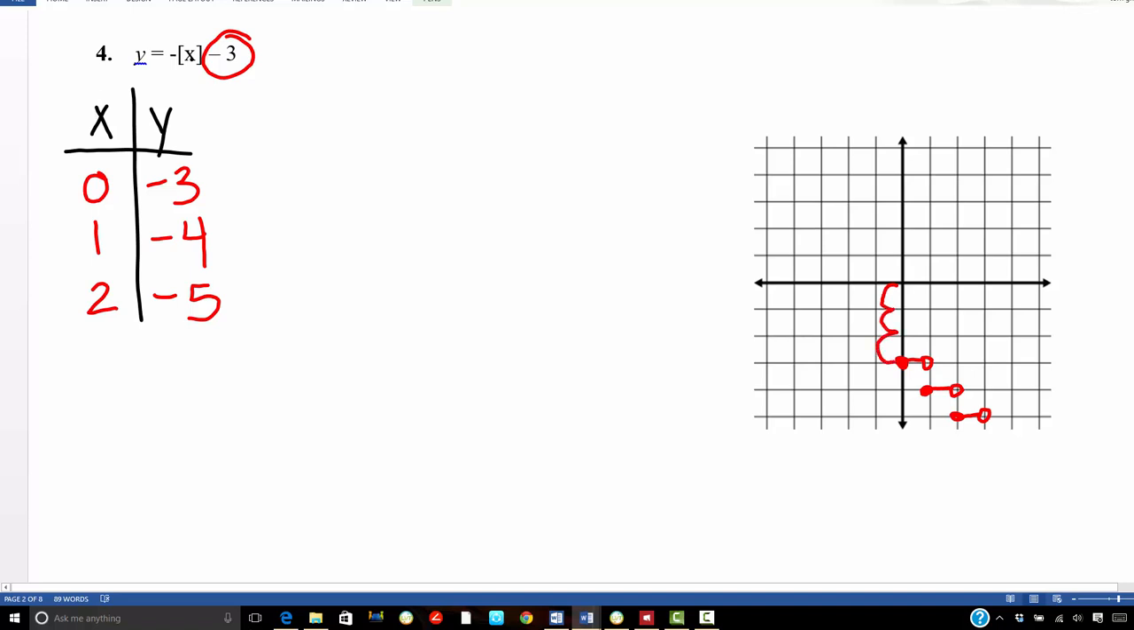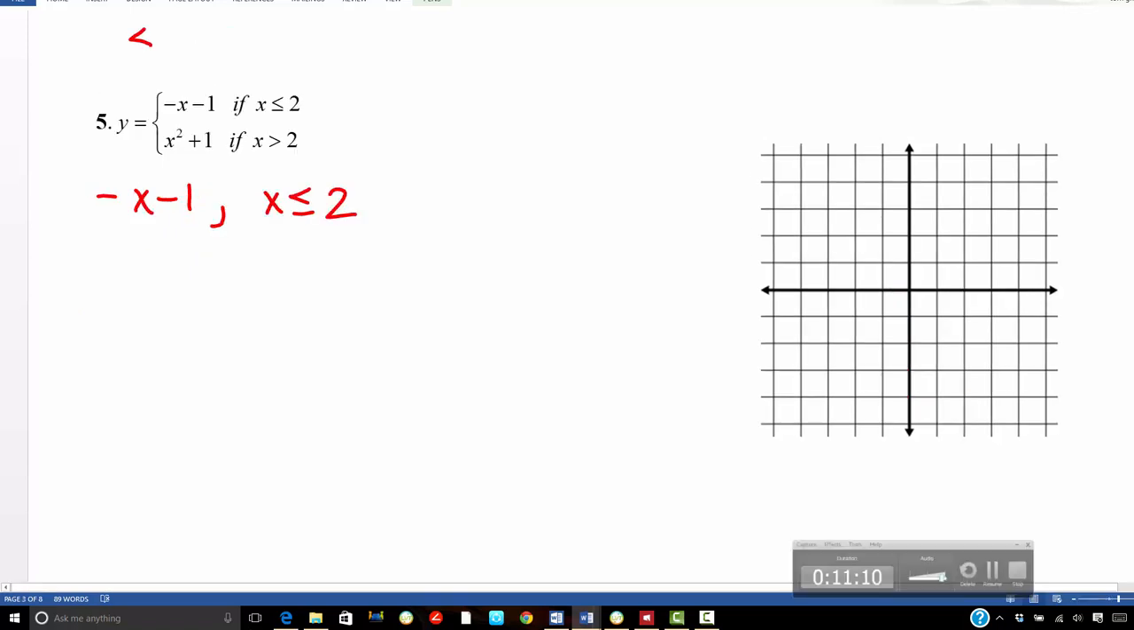The slope, or I guess the amplitude, was -1. So that's why we are going down 1, right 1, down 1, right 1 to get each successive step. So that's why our steps are going down from left to right. Usually they're going up from left to right. So that's our answer to number 4.